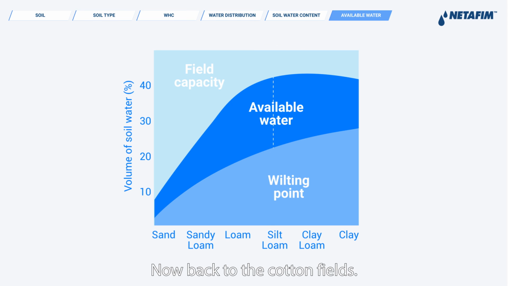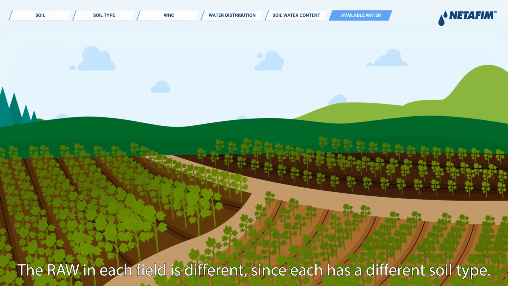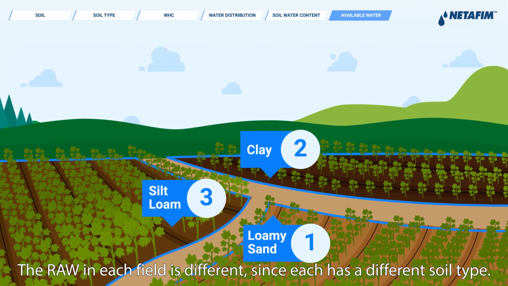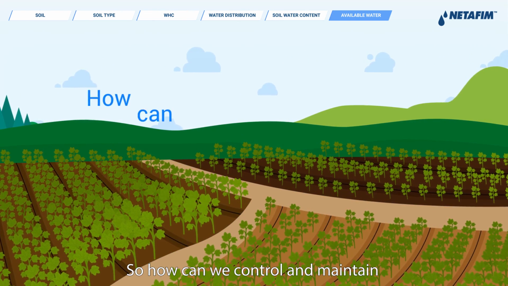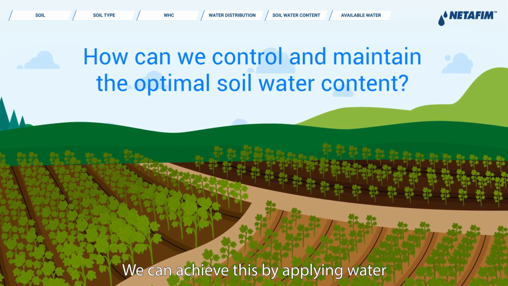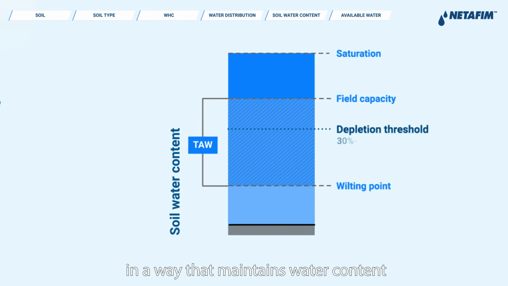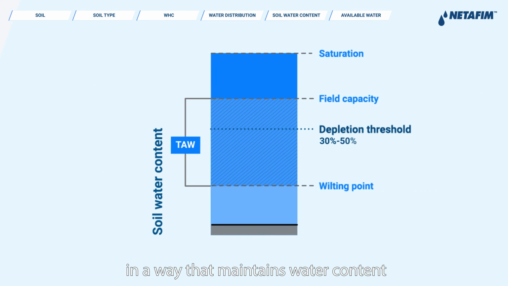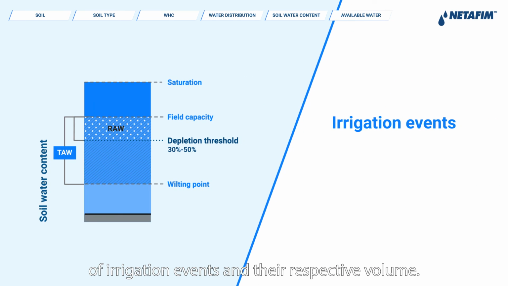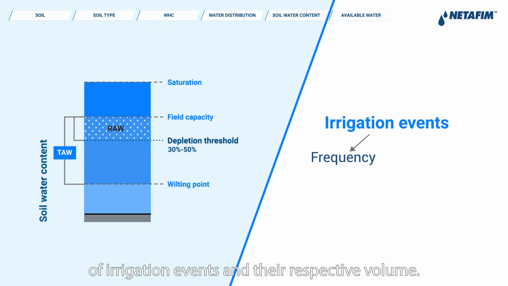Now, back to the cotton fields. The RAW in each field is different, since each has a different soil type. So how can we control and maintain the optimal soil water content in all fields? We can achieve this by applying water in a way that maintains water content always between field capacity and the soil's depletion threshold. This will be determined by the frequency of irrigation events and their respective volume.